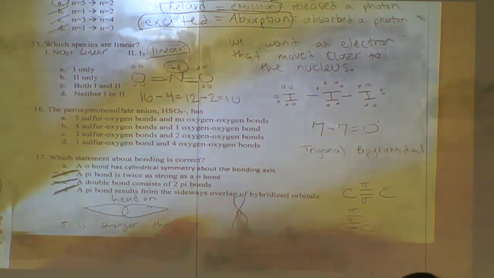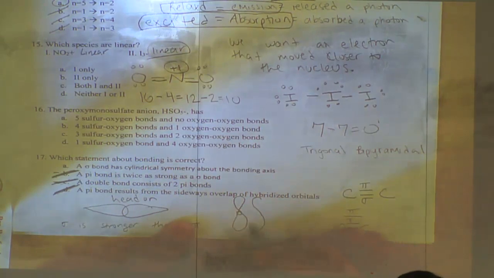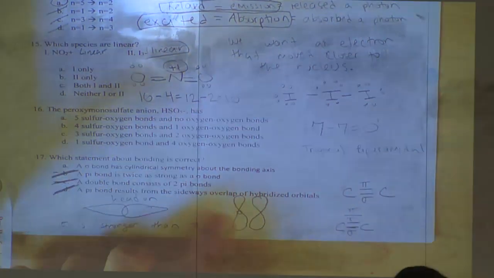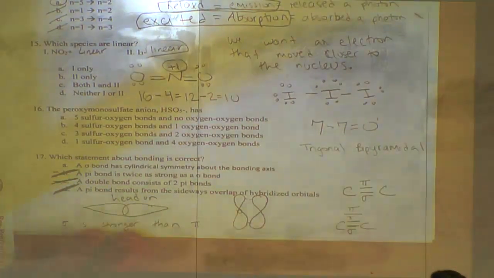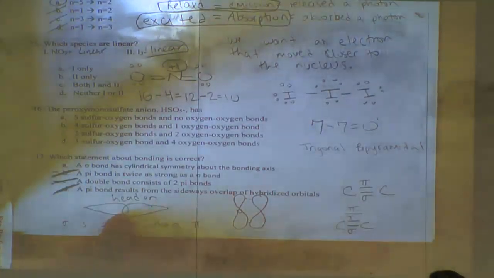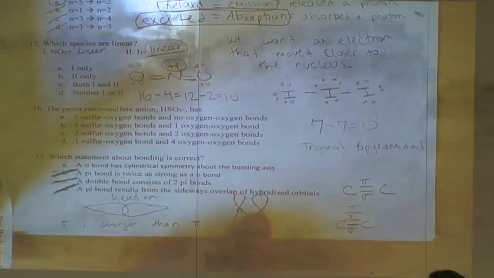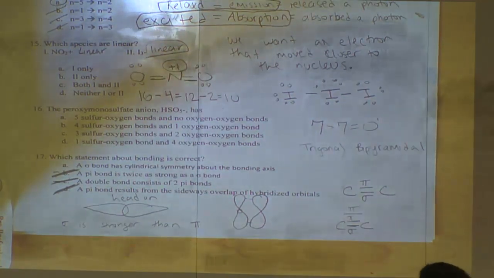Now, when we look at a pi bond, if you remember, a pi looks like an 8. These are things that are bonding sideways. So a pi bond looks like two 8s, and they bond sideways this way. Something coming together head-on is going to be stronger than something coming together sideways. So this would be a pi bond, but now why is D wrong?